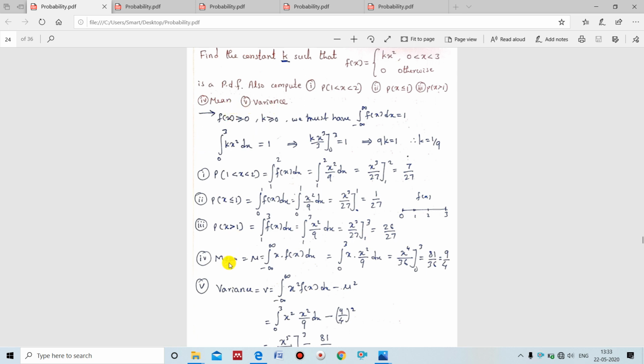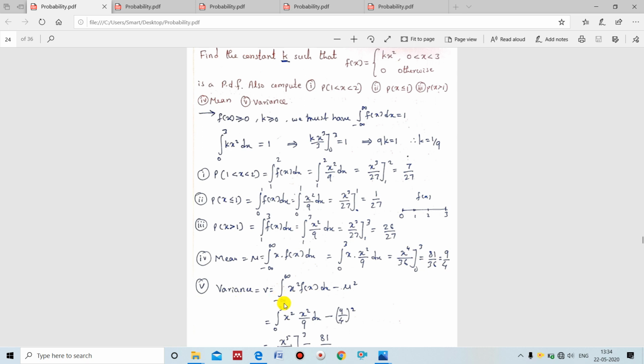Now they ask for the mean and variance. We know that the mean is equal to integration from minus infinity to plus infinity of x into f of x dx. Since it is continuous, we take integration; in the starting discrete case we took the summation. So integration from 0 to 3 of x into f of x, where f of x is x square by 9. We take the limiting points 0 to 3 because f of x only lies in 0 to 3. Then integrate x into x square, that is x cube. Integration of x cube is x raised to 4 by 4, that is 36, so x raised to 4 by 36. Then put the limiting values 3 and 0, and we get 9 by 4. The mean is equal to 9 by 4.